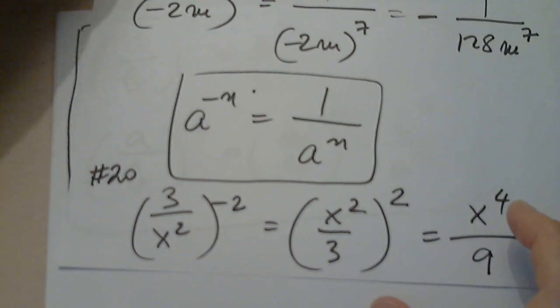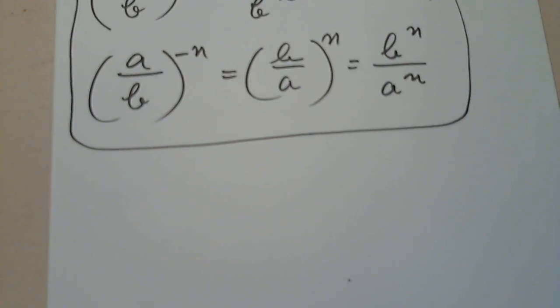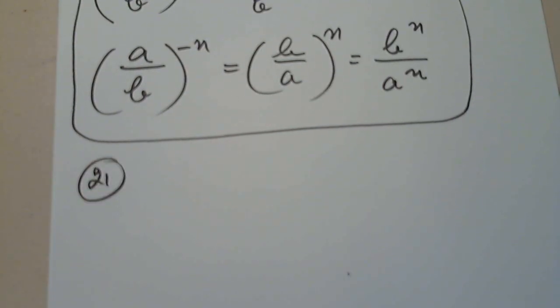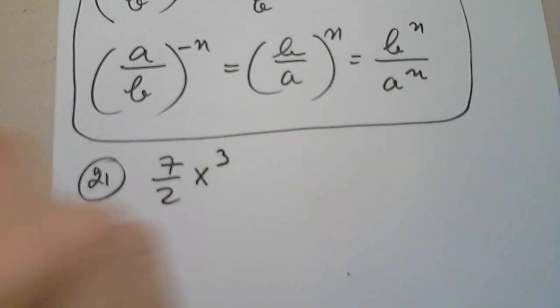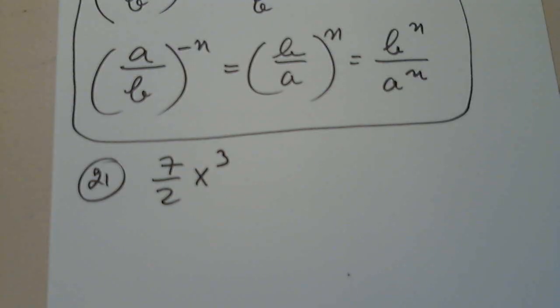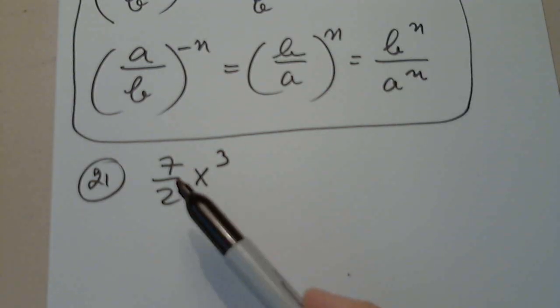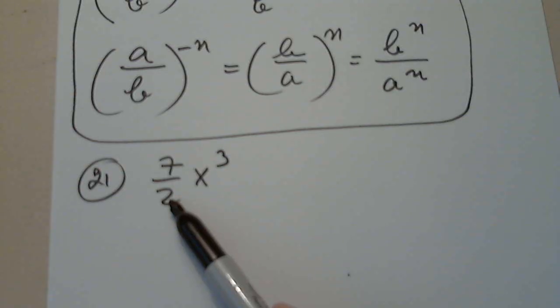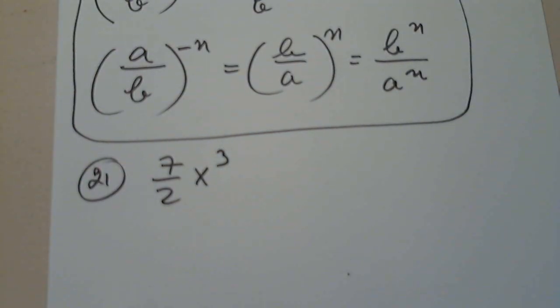Okay, can anyone give us the answer to 21 before we continue? 7 times 2x to the third. So 7 over 2, very good, times x to the third, excellent. So that is correct. We only had x to negative 3 in the denominator, we had to bring it to the top. And that's it. Good.